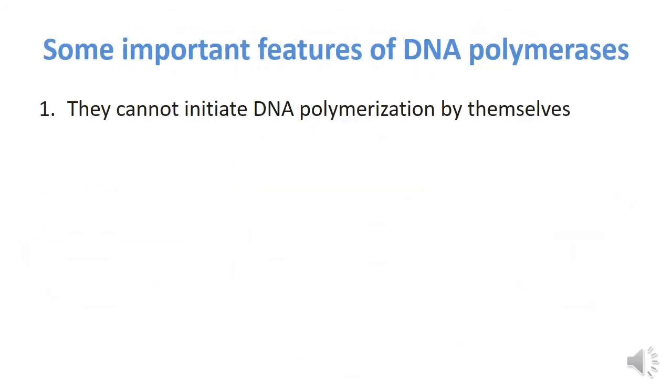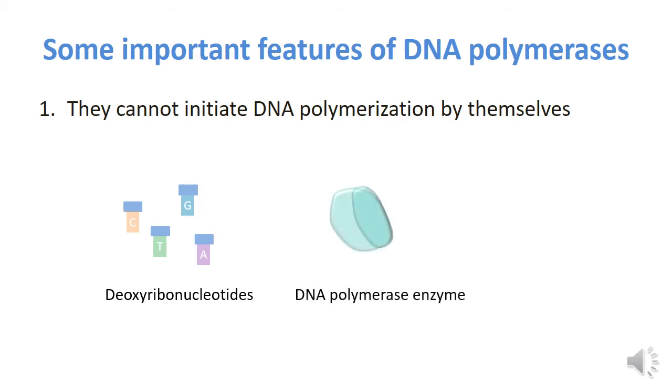As the name implies, DNA polymerases should be capable of polymerizing deoxyribonucleotides into a polynucleotide chain. But if we take some deoxyribonucleotides and add the DNA polymerase enzyme along with the cofactor, that is magnesium, required for this reaction, and provide the optimum temperature and the pH, still this enzyme will not be able to initiate DNA polymerization alone.